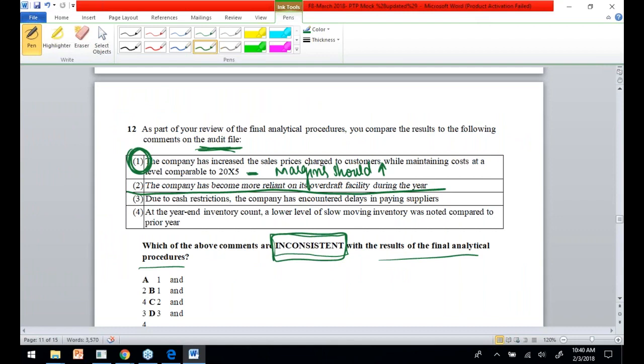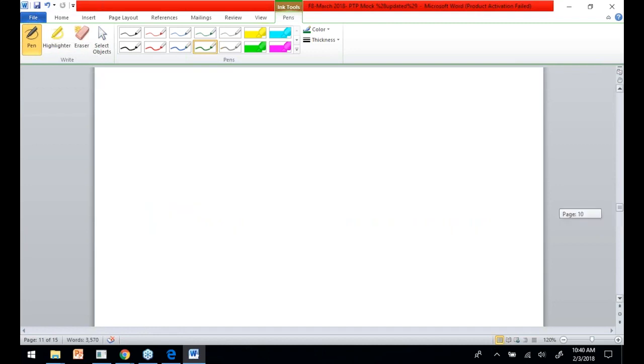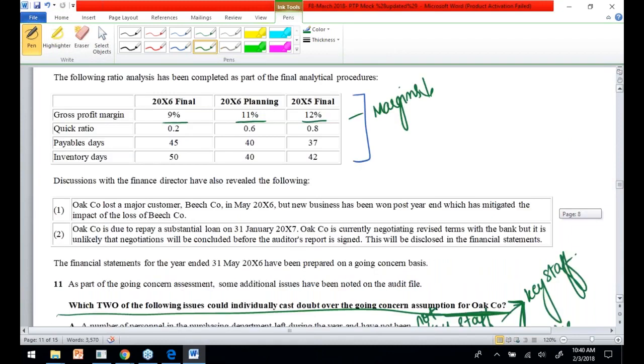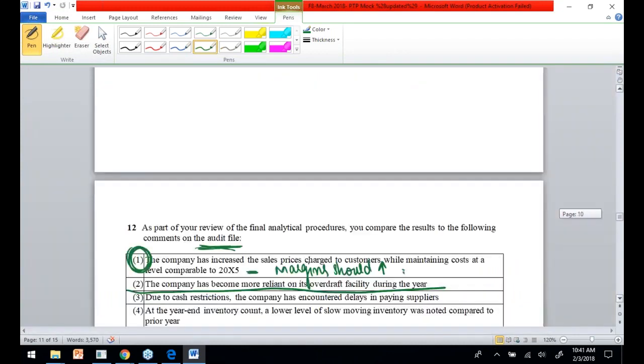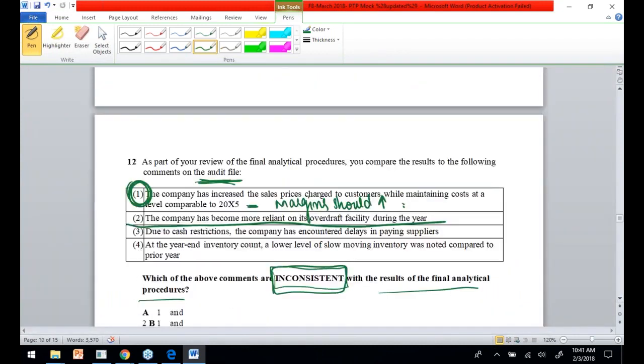All right. Perfect. Okay. So the first statement was the company has increased sales prices charged to the customers while maintaining costs at a level comparable to 2005. If you look at this comment, margins should have increased. But when you go back to the scenario, margins have decreased. This statement is inconsistent.